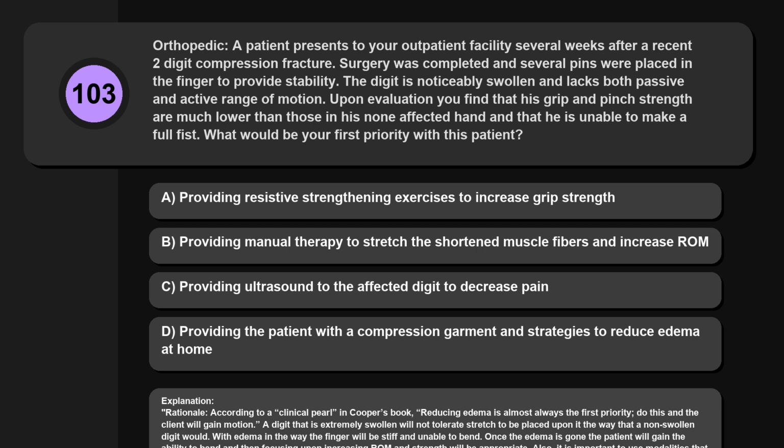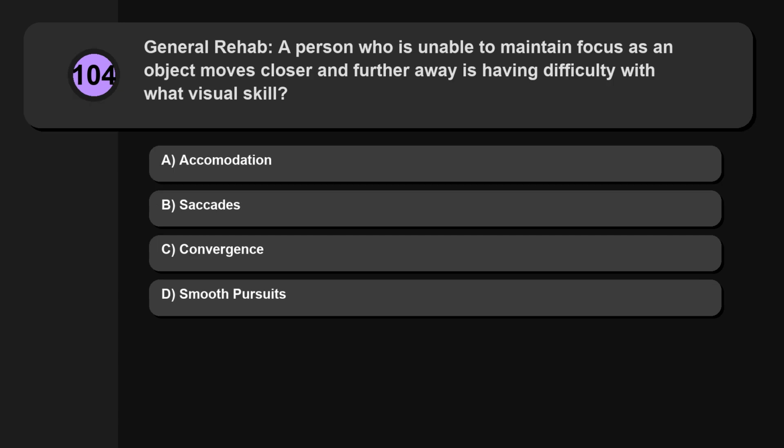Also, it is important to use modalities that are appropriate for the client. Using ultrasound on an individual with pins could be detrimental, as the deep heat could increase the temperature of the metal pins and burn internal tissues. Reference: Fundamentals of Hand Therapy, Clinical Reasoning and Treatment Guidelines for Common Diagnoses of the Upper Extremity, 2007, edited by Cynthia Cooper.